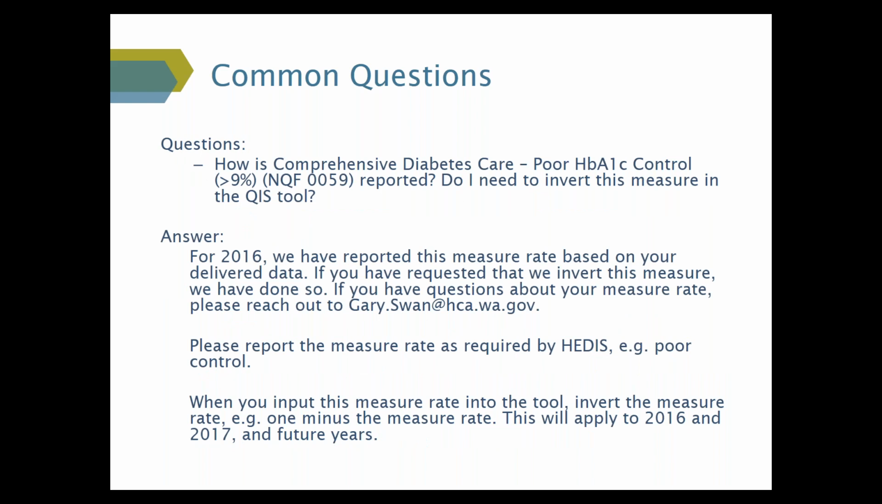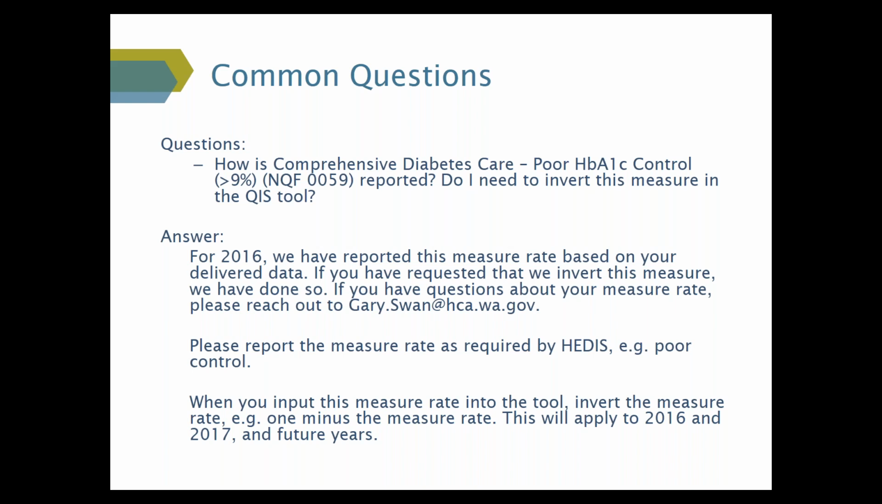We've received a question regarding HbA1c poor control. So if you go to the quality improvement model, the tool that we sent out, the way that it's structured is for increasing rates. So we do 1 minus that measure rate. So when you import into that tool your measure rate, you'll need to invert that rate.